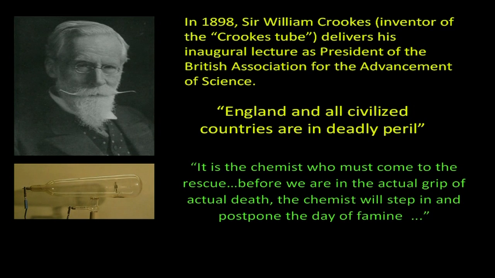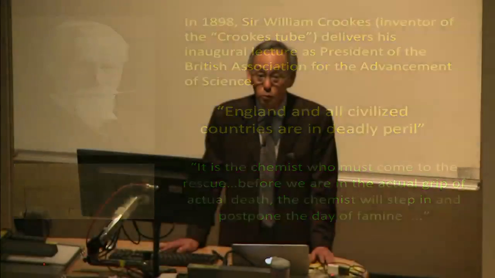And before the actual grip of mass starvation, what was the issue? The issue was that rotating crops weren't enough to keep the agriculture going. They were starting to use artificial fertilizers. They found that bird guano, bird doo-doo, was a great fertilizer, but then they were importing this from South America, and that was soon being depleted, and then they went to Chilean saltpeter.